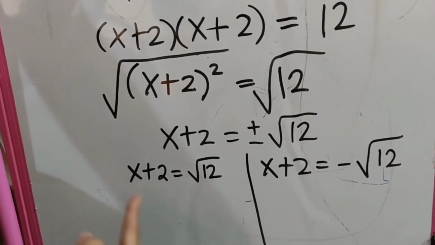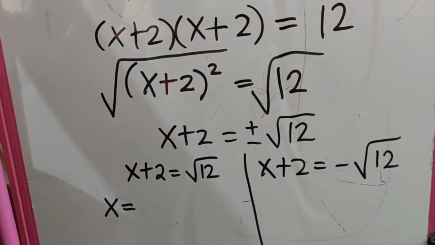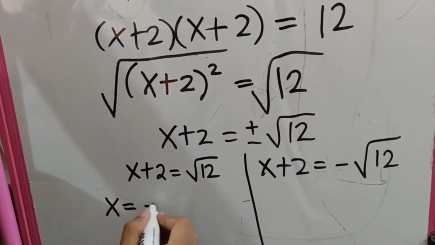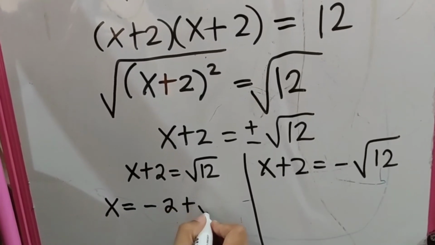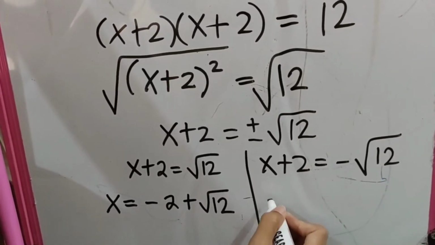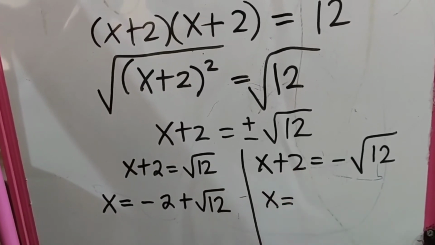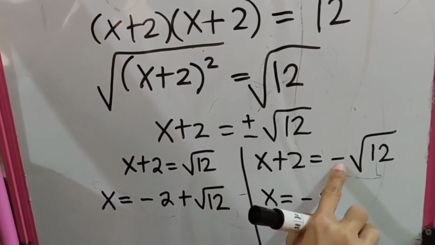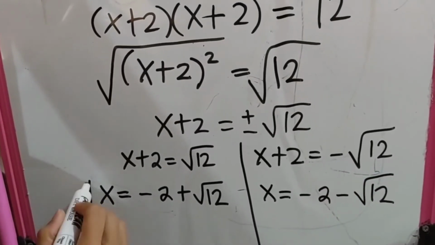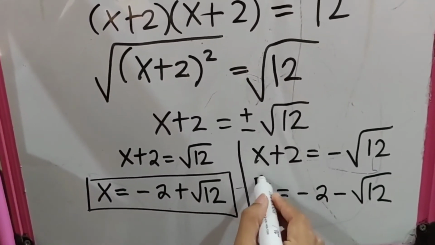Combine similar terms or solve for x, we'll have x equals, let's transpose positive 2 to the right side, giving us negative 2 plus square root of 12. On the other hand, we have x is equal to, again, transfer positive 2, it will become negative 2 minus square root of 12. So this will be the solution for x squared plus 4x minus 8 equals 0.